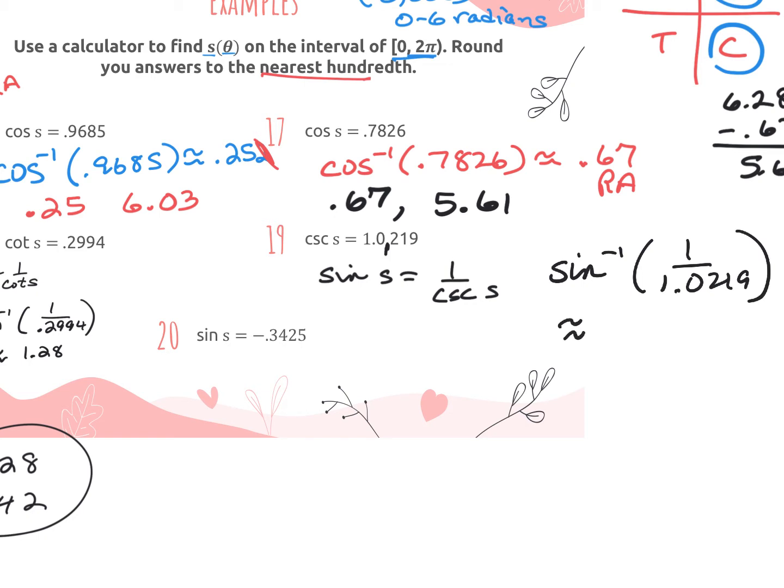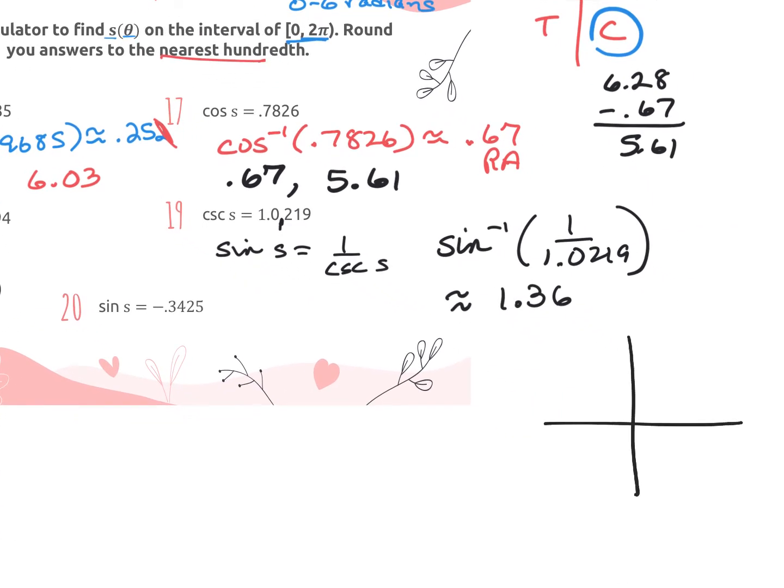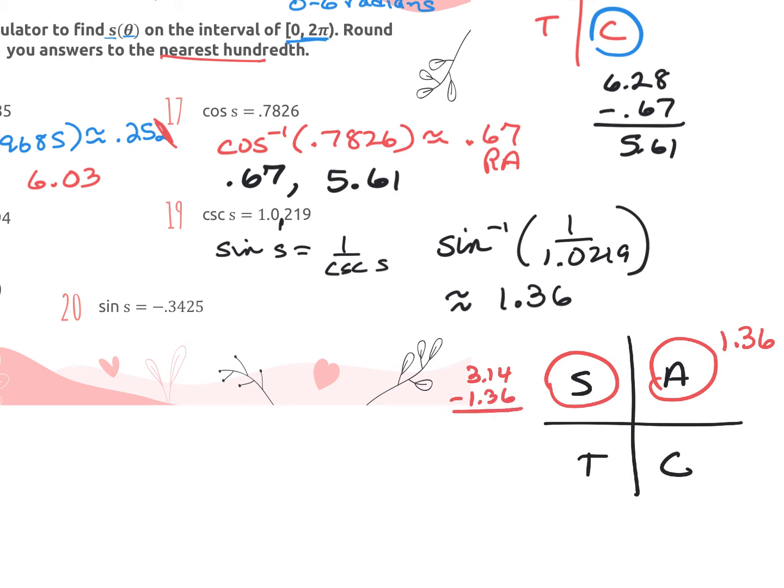We're going to round to the hundredths place, 1.36. Again, we need two answers. All Students Take Calculus. Cosecant is positive here and here. We just got the first answer from our calculator. To get the second answer for quadrant 2, I am doing 3.14 minus the reference angle I just got, and this is going to give me 1.78. So my two answers here are going to be 1.36 and 1.78.